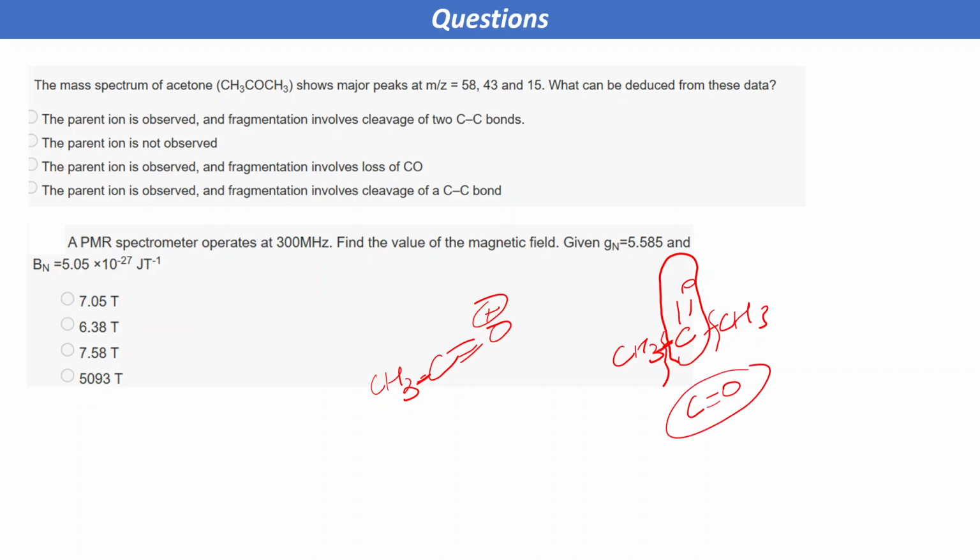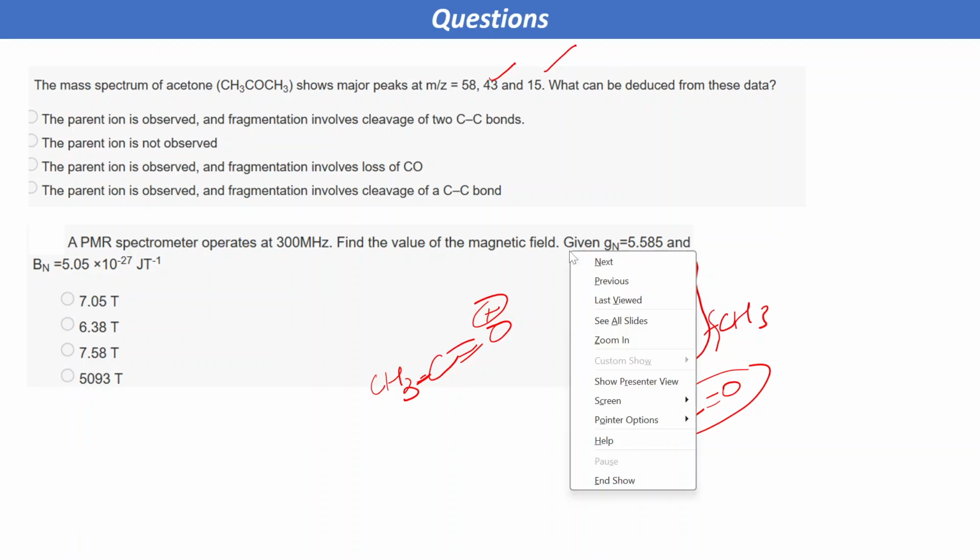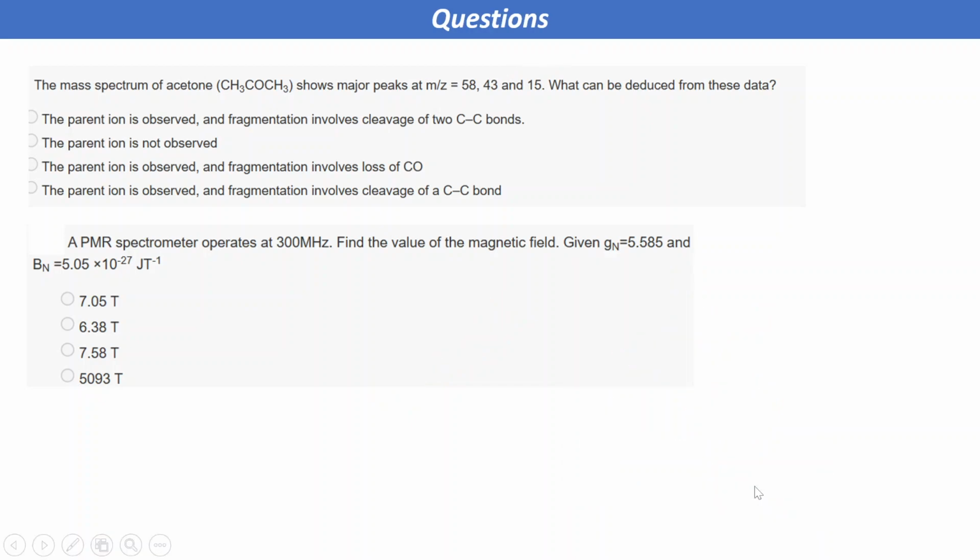Okay, ma'am, got it. And we are not getting the m/z value here, no? We are getting m/z at 43 and 15. So you have to take a look at the fragmentation pattern also, because if it were CO, then the m/z value would be different, no?